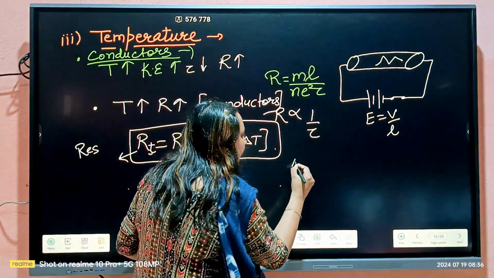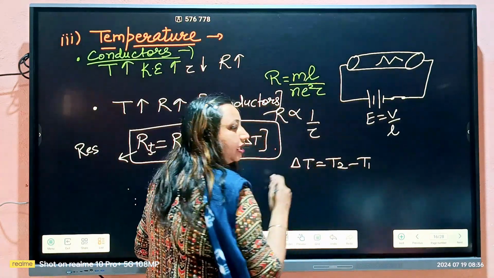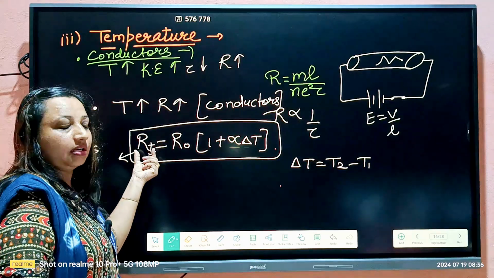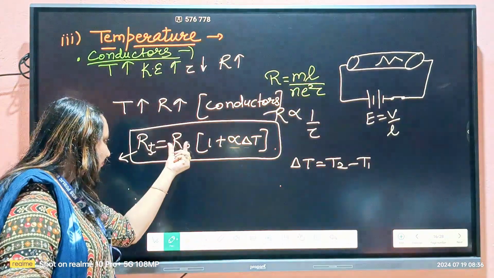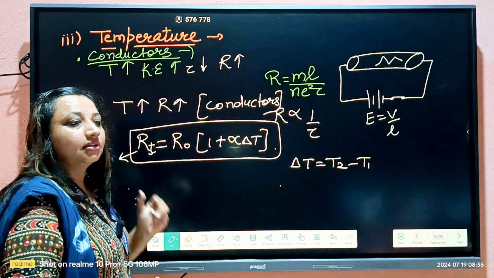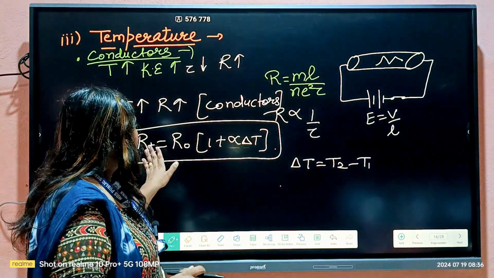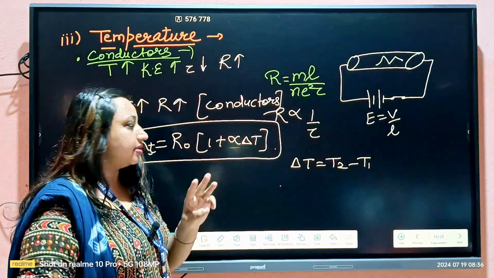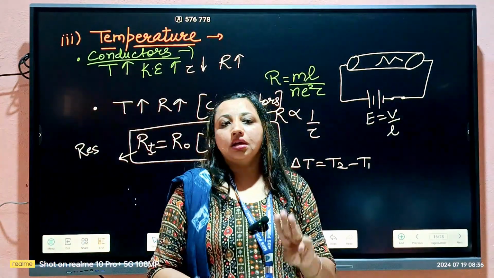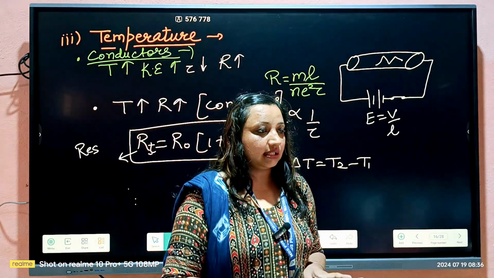What is delta T? How can we find the change? Final minus initial. So this is the temperature at T1, and this is the resistance at T2. This is the resistance at T1 temperature, and this is the resistance at T2 temperature. There are 4 quantities now: 1, 2, 3 and 4. If 3 are known, then we can find the 4th one easily.